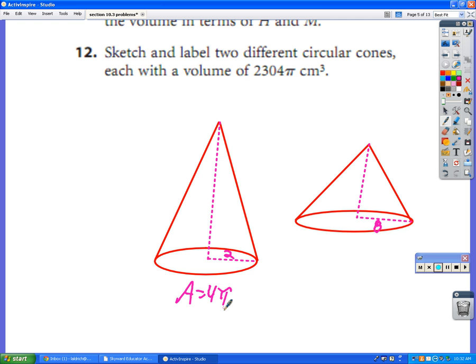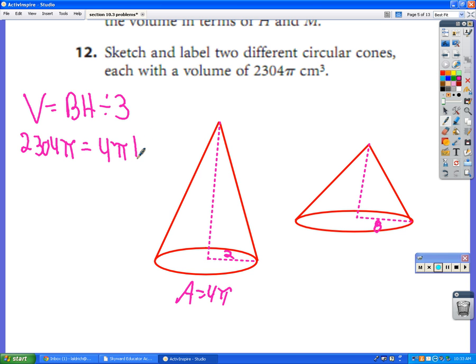And so if I want the volume to be 2,304 pi, how would I figure out what the height has to equal to make that work? I'm going to go backwards. Right, so I'm going to take the formula, which is area of the base times the height divided by 3. I'm going to say the volume is 2,304 pi. The area of the base is 4 pi. We're trying to find the height. So how do I solve that for h? Divide by 4 pi. Cancel the pi's. And then multiply by 3.